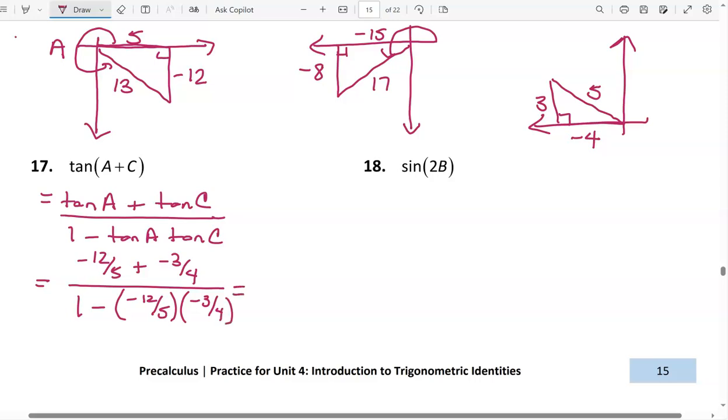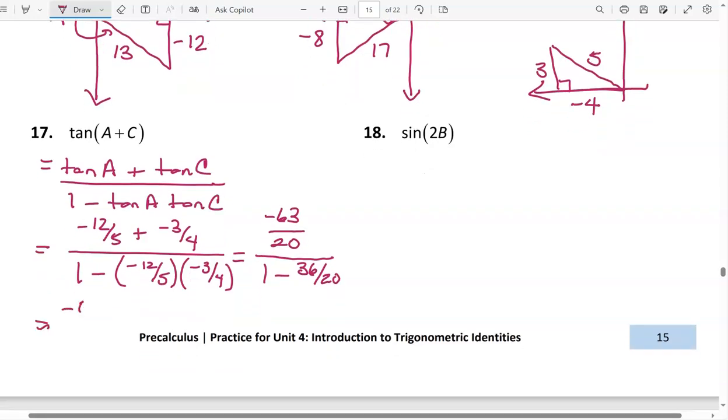And then perform the fraction addition in the numerator. Our common denominator is 20. And negative 12/5 becomes negative 48/20, and negative 3/4 becomes negative 15/20. So negative 48/20 plus negative 15/20 is negative 63/20. And then downstairs we have 1 minus, and a negative times a negative is a positive. That would be 36/20.